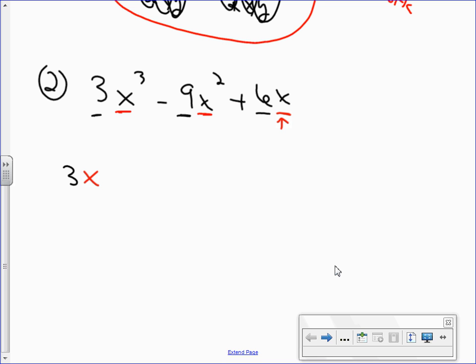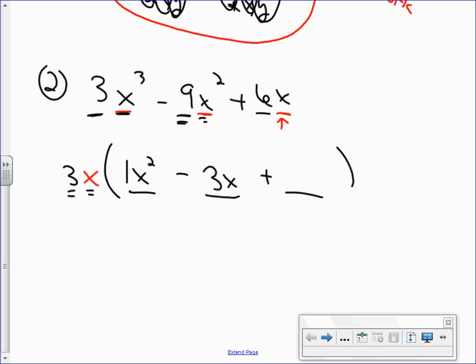There were 3 terms to begin with. When I get on the inside here, there are going to be 3 terms, 1, 2, 3 on the inside as well. Okay? And you're going to just do division. This 3 divided by 3 is 1. And x cubed divided by x is x squared. 9 divided by 3 is 3. And x squared divided by x is x. And 6 divided by 3 is 2. And x divided by x is just 1, so I don't have an x term on there.